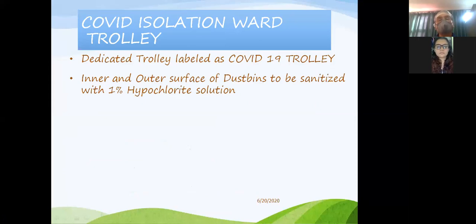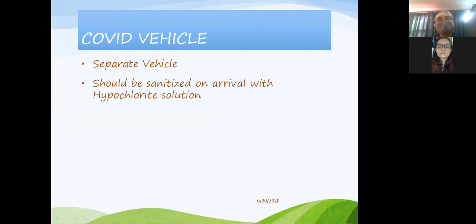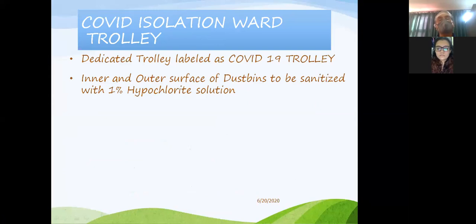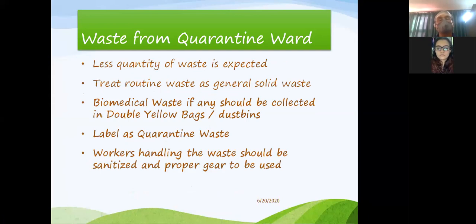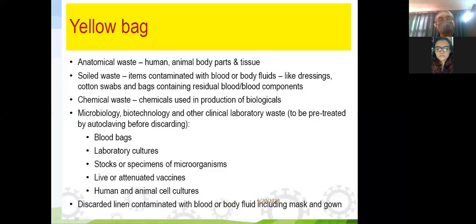The COVID vehicle is separate because the waste is to be shifted on that trolley only. That's why the COVID vehicle is separate for all these patients. The COVID trolley is also separate, and the vehicle which comes to collect this waste is separate. The waste from the quarantine ward is to be handled as COVID waste only. In general, we have four colors for biomedical waste, but just now we are sending all the COVID waste in the yellow bag, whether it belongs to the yellow bag or not.